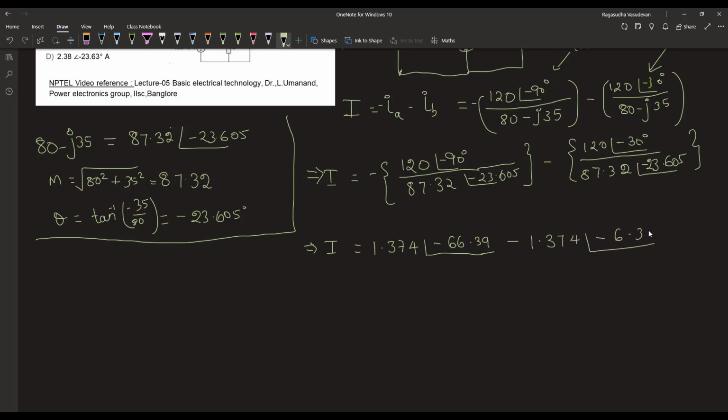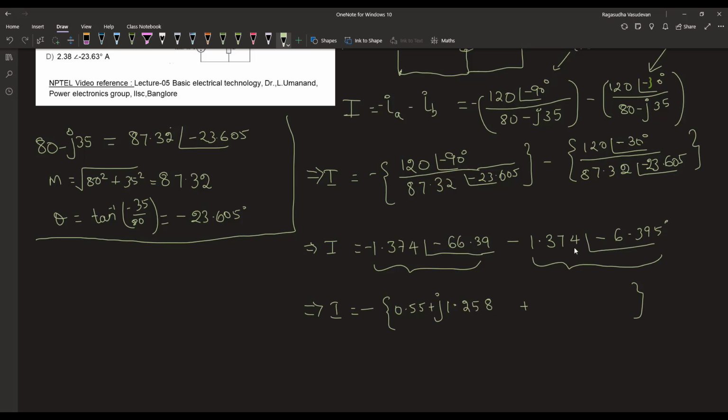The second angle is minus 6.395 degrees. So we need to do the addition operation of these two terms. I will be minus of this term in rectangular form plus this term in rectangular form, which will be 1.374 cos minus 66.39 degrees, which is 0.55, plus j 1.374 sin minus 66.39 degrees, which is j 1.258.